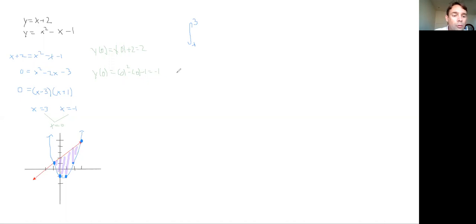So we're going to do the red line first. So x plus 2, and we're going to subtract x squared minus x minus 1. So we're going to figure out that area between both functions. And we end up with negative x squared plus 2x plus 3.